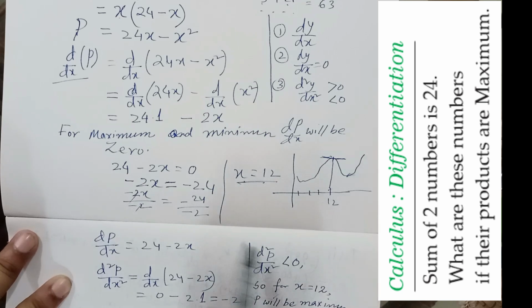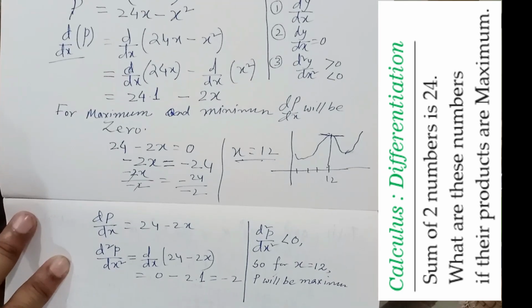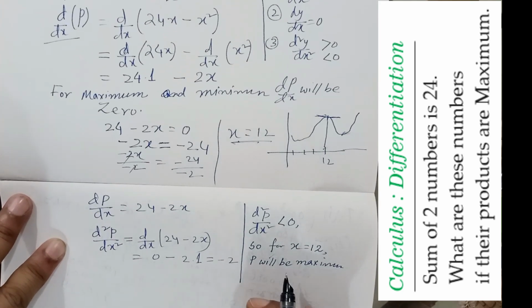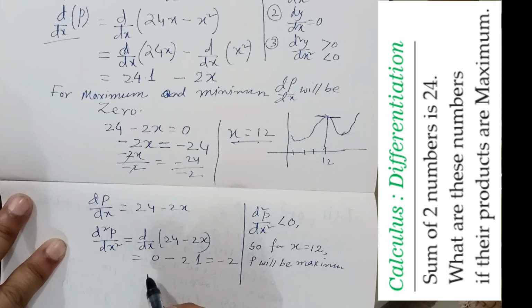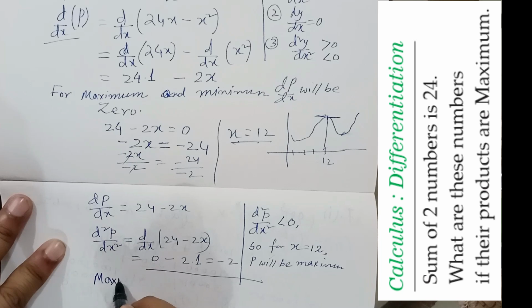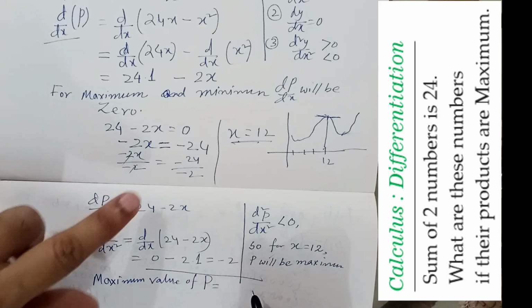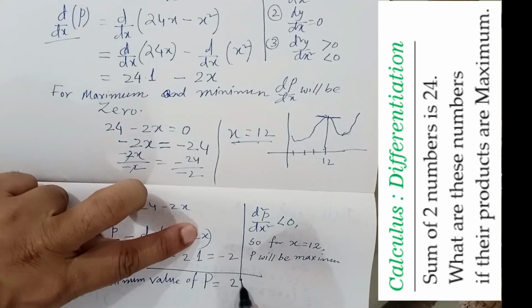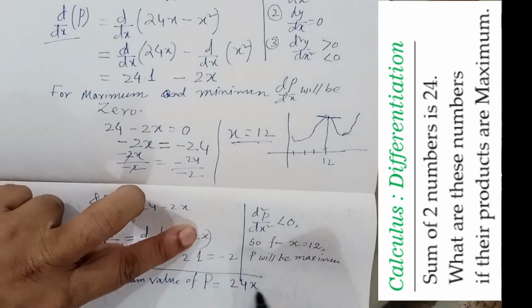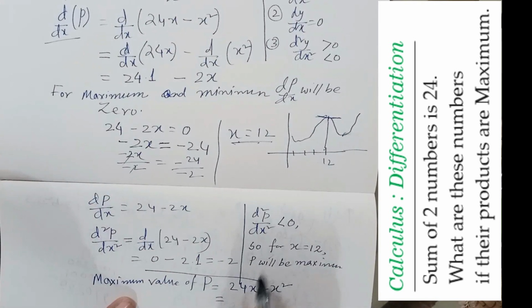Okay, but sometimes we also need to find out what that maximum value is. So now what we'll do is find the maximum value of P, the P max. Take the equation 24x minus x square, and put the value of x equal to 12.